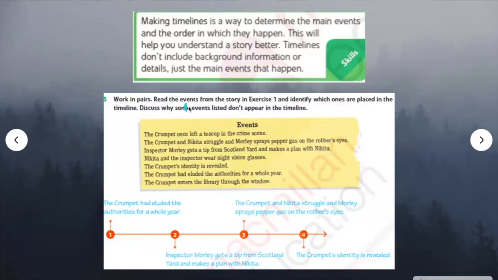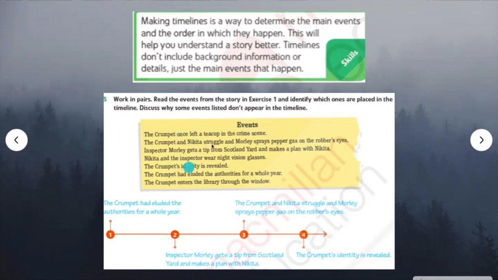Work in pairs. Read the events from the story in exercise 1 and identify which ones are placed in the timeline. Explain why some events listed don't appear in the timeline. Well, if they don't appear, like I said, it's because they are not main events. So these are some of the events.